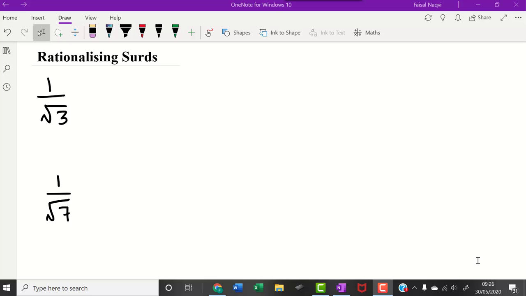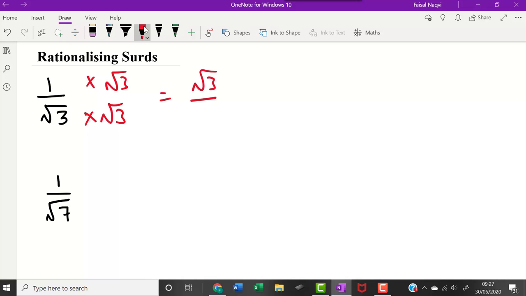If we're asked to rationalise thirds, all that means is we have to get rid of the square root from the denominator. The way we get rid of root 3 from the denominator is we multiply by root 3. If we multiply the bottom by root 3, we must also multiply the top by root 3. If I expand this out, 1 times root 3 is root 3, and root 3 times root 3 is 3.